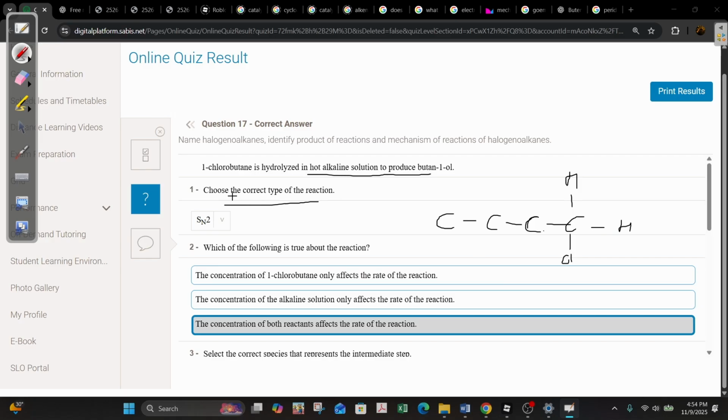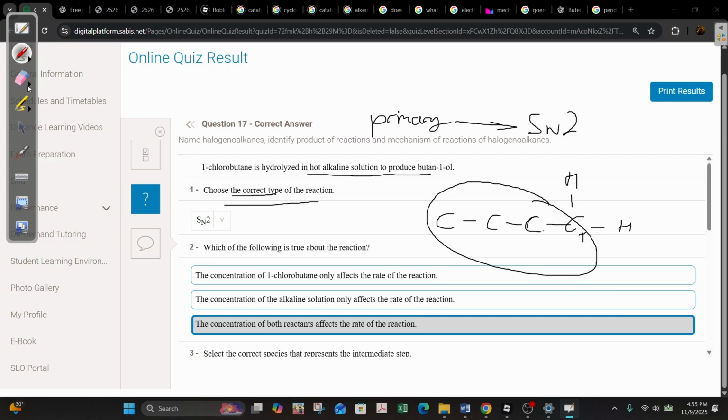Okay, so what is the correct type of the reaction? So when it does nucleophilic substitution in the intermediate, this will produce a positive carbocation. And it looks to me there's only one R group here, so this will be primary. And what does primary always go into? It will always go into SN2 reaction.